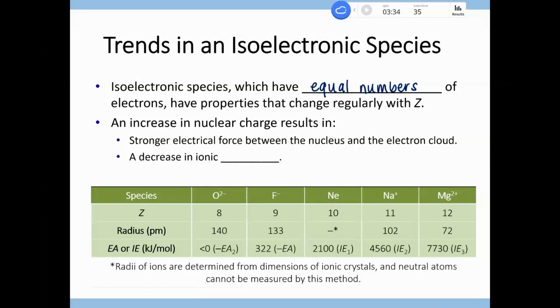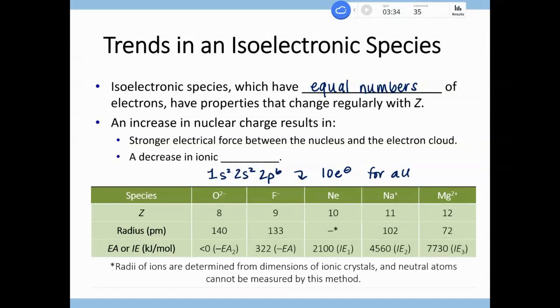The elements in this table here, O with a -2 charge, fluorine with a -1 charge, neon, sodium with a +1, and magnesium with a 2+ charge, all of these have the same electron configuration. They have a noble gas configuration, 1s2, 2s2, 2p6. So all of these have 10 electrons. Same number of electrons, but different elements, so they have different numbers of protons.